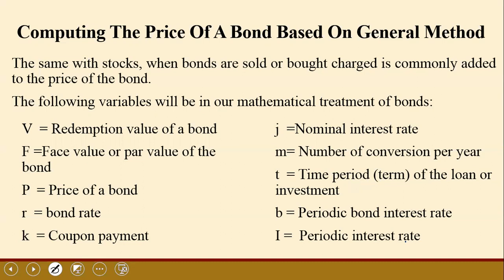And I, wait lang. This is letter I na small. Okay, maliit. Periodic interest rate. So we've been using this one. Yeah, we already used these variables in our previous lesson. Okay.